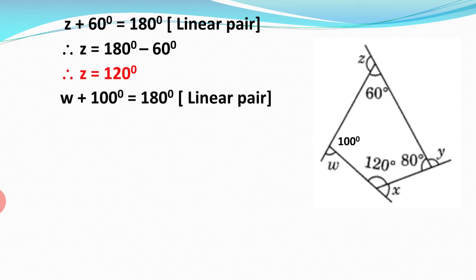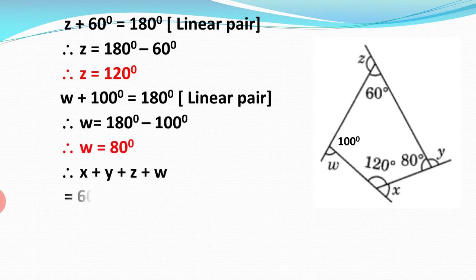Then w plus 100 degree. Now what is that 100 degree? It was not initially there, but we have found it by taking that angle to be a. So w plus 100 degree is equal to 180 degree. Again a linear pair. So w is equal to 80 degree.